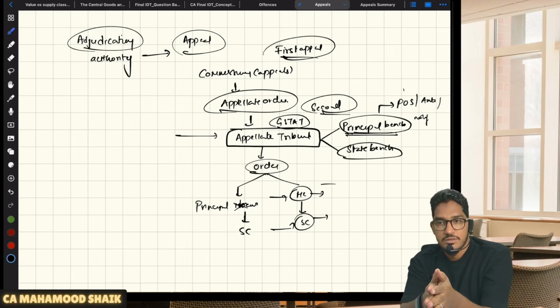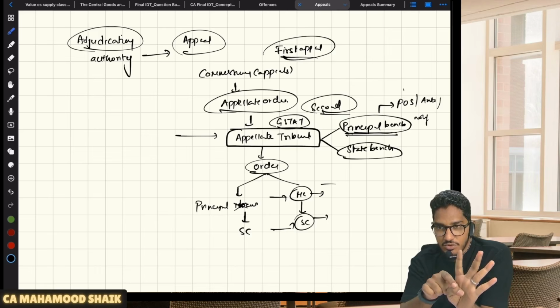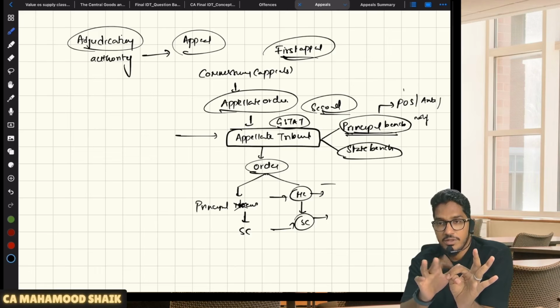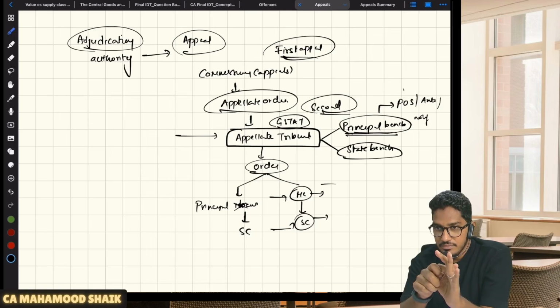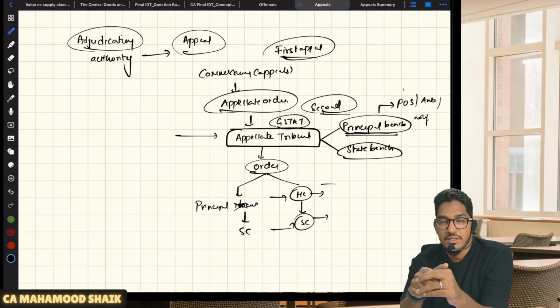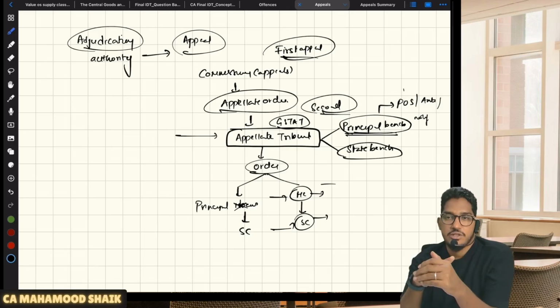Sir, who can go for appeal? Taxpayer can go for appeal. Department also can go for appeal. Okay, sir, how come the department will go for appeal? See, it is not something like an appeal. It is actually a quality check.